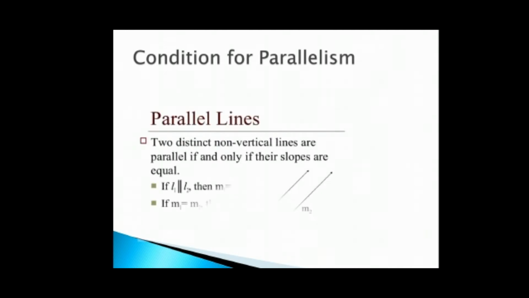If the two lines are parallel, then the slopes of the lines are equal. In the figure, consider two non-vertical lines and line L1 is parallel to line L2. So, we can conclude that their slopes m1 and m2 are equal. Conversely, if I know that slope of two lines is equal, that is m1 is equal to m2, then I can conclude that the two lines are parallel to each other.